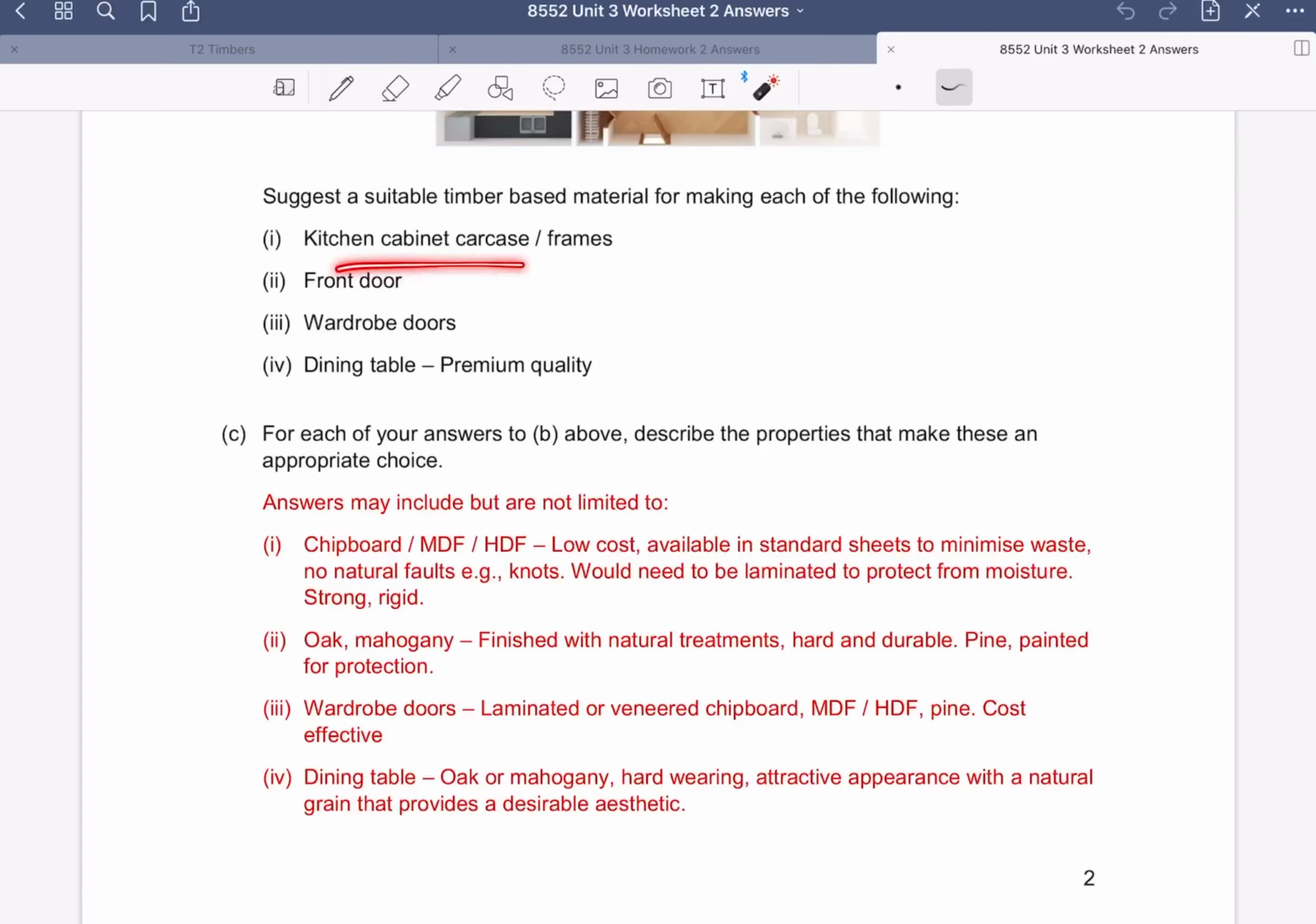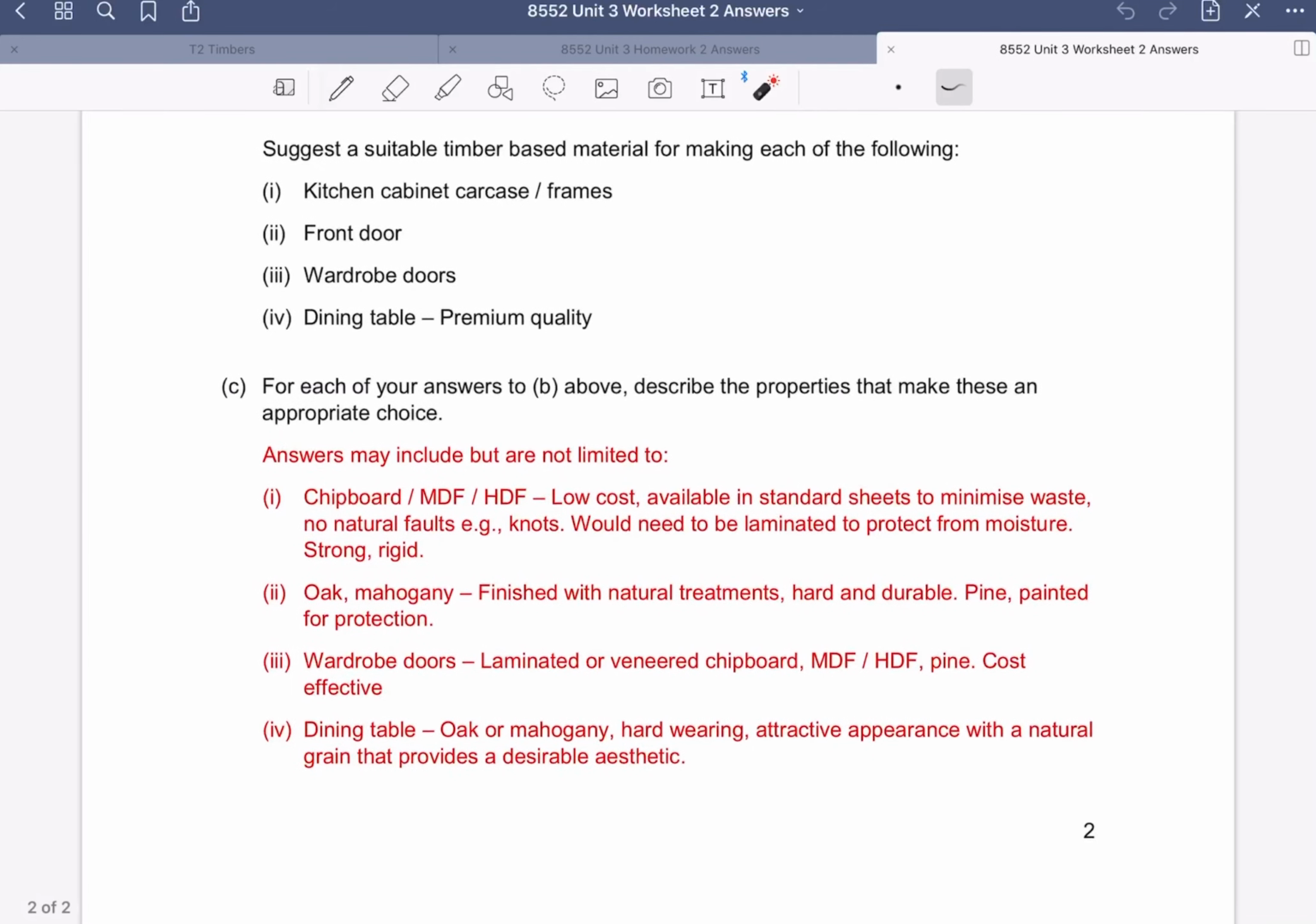So for the kitchen cabinet, you've got your chipboard and MDF. Well, chipboard, MDF, any manufactured board is going to be low cost. It's going to be available in standardized sheets, which is going to give you minimal waste. There's going to be no natural faults like knots, so you're not going to get that pine knot which you're going to have to plan around, which is great. The downside is, yes, you need to laminate them or add a veneer to them to give them moisture or water resistance, to make them a bit stronger as well.